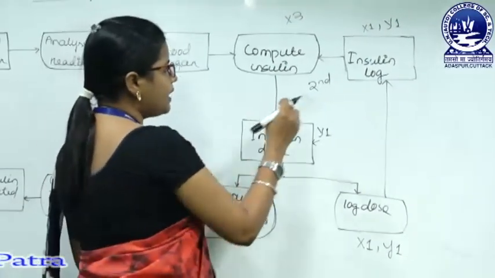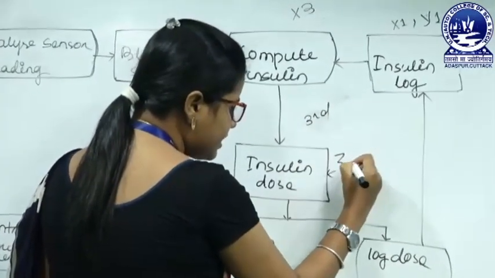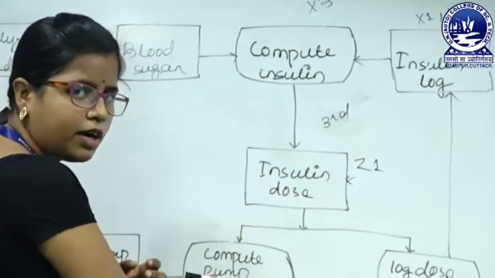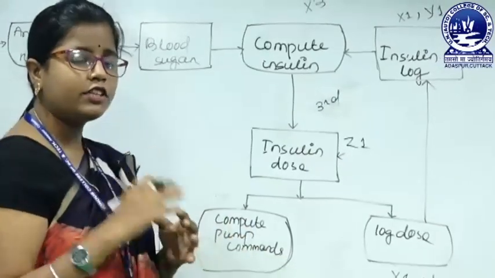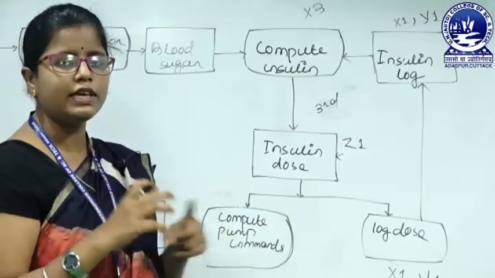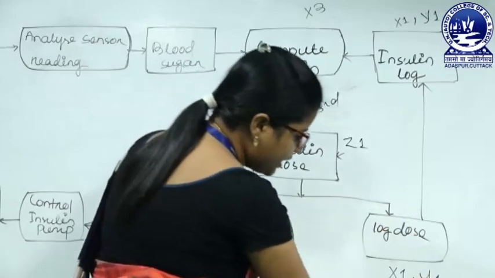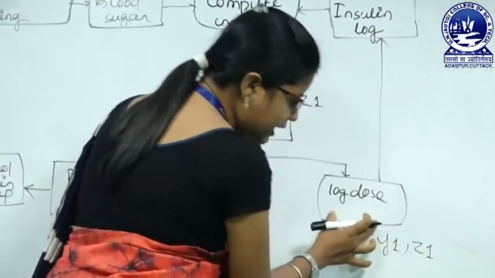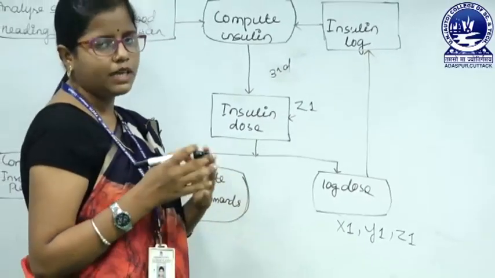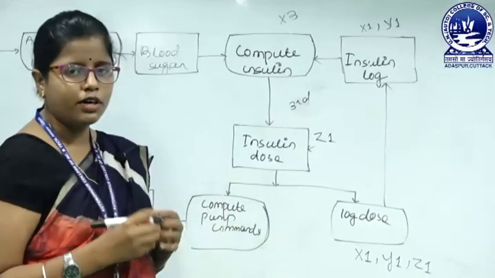Then after the comparison, what will be our third dose? Suppose let it be G1. Okay. Now, the G1 will be sent to the compute pump command, that means for the third time I need G1 amount of insulin dose to be injected into my body, and that also G1 will be sent to the log dose. So, this is basically the database where we are storing what are the insulin doses that we are getting injected into our body every time.